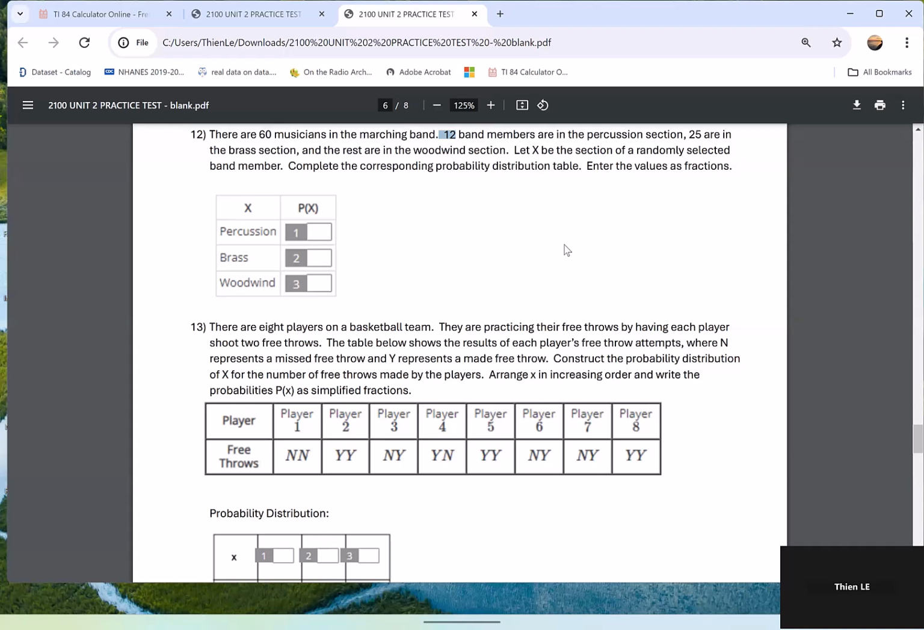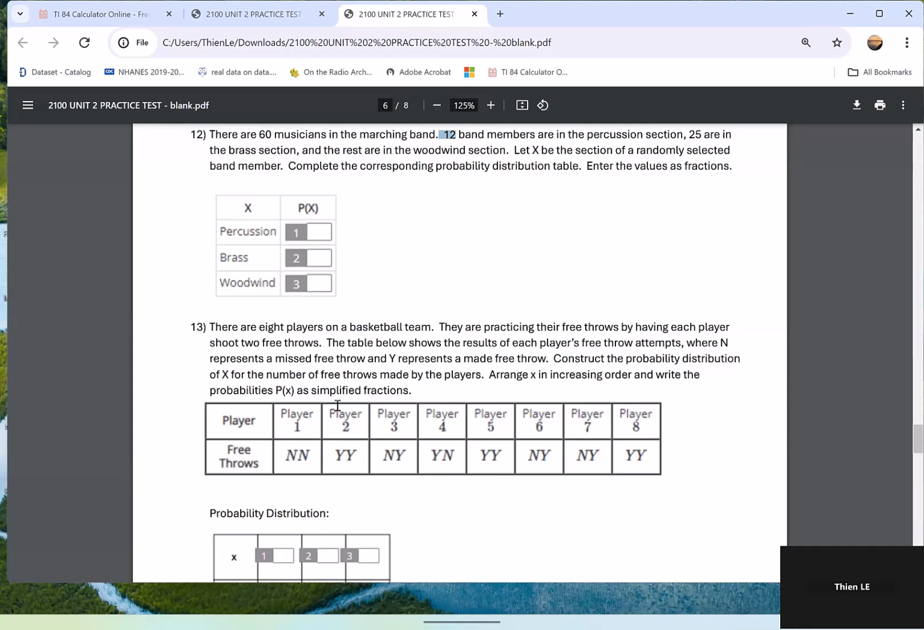So we have the players here. This person did 2 tries and didn't make either, no, no. This person made both, yes, yes. This person no, yes, one miss, one hit. This person hit, miss, yes, no. Yes, no, yes.